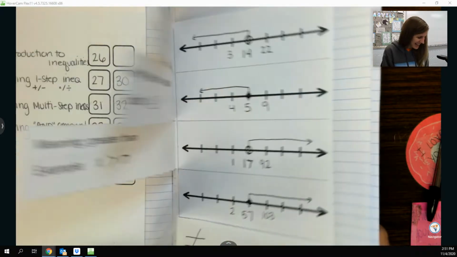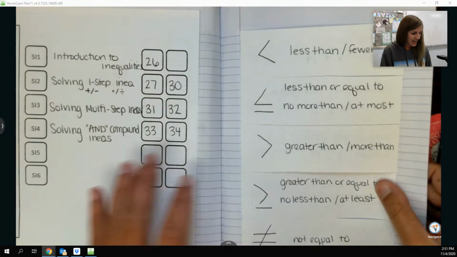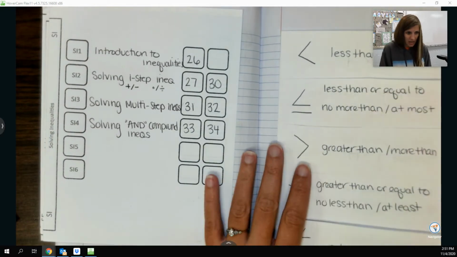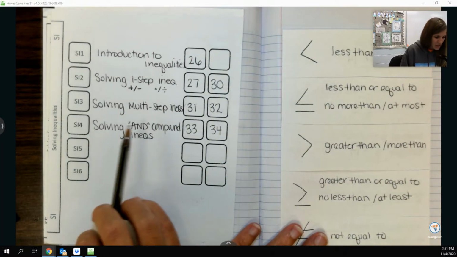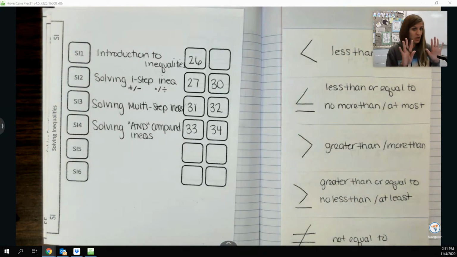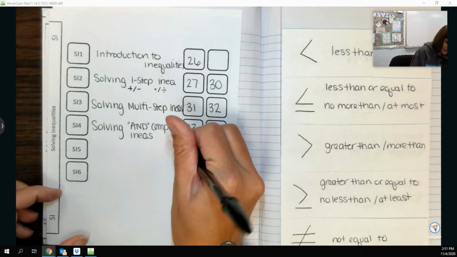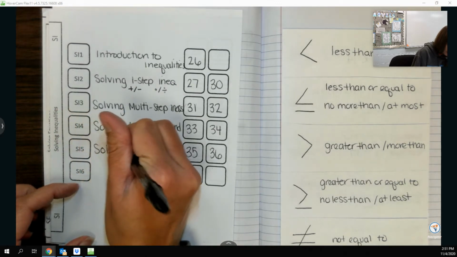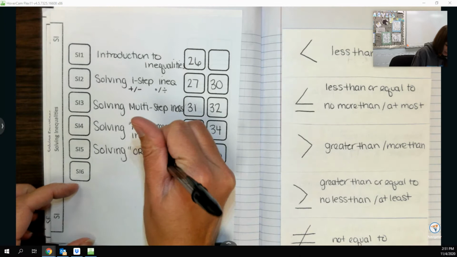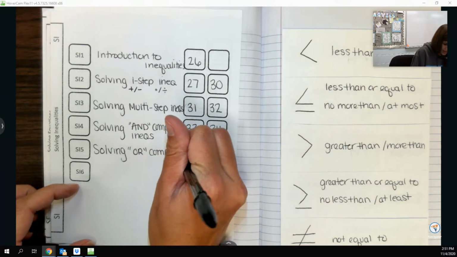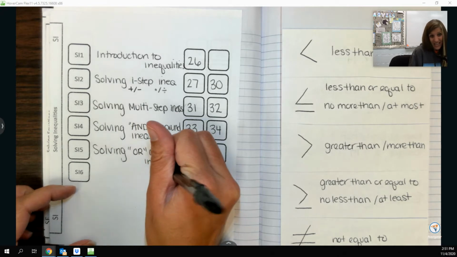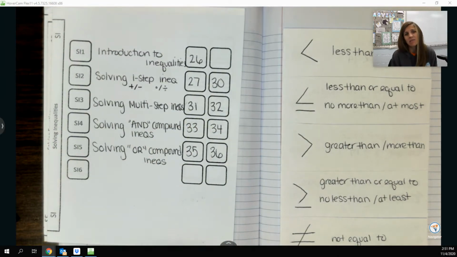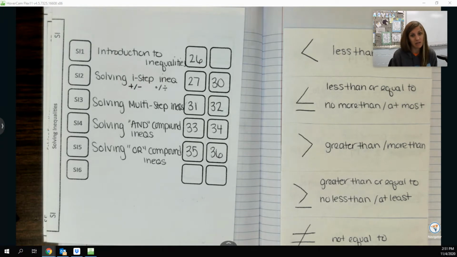Anyways, sorry. Okay, we are going to talk about our other type of compound inequalities today. Last time we did solving "and" compound inequalities, which is just two inequalities connected with the word and. So today on 35 and 36, we're going to talk about solving "or" compound inequalities. I think the word "but" is also a compound word, but I don't think we have "but" inequalities in math, sadly.